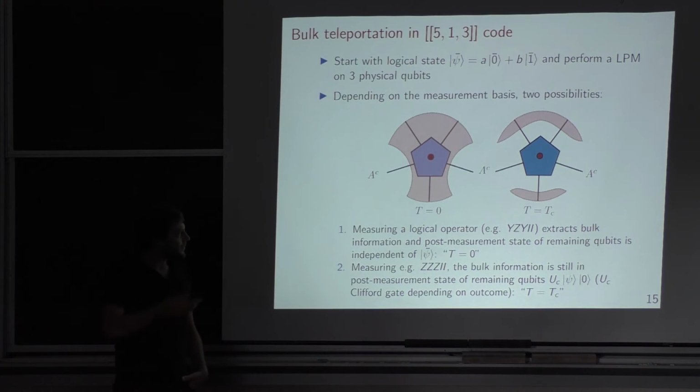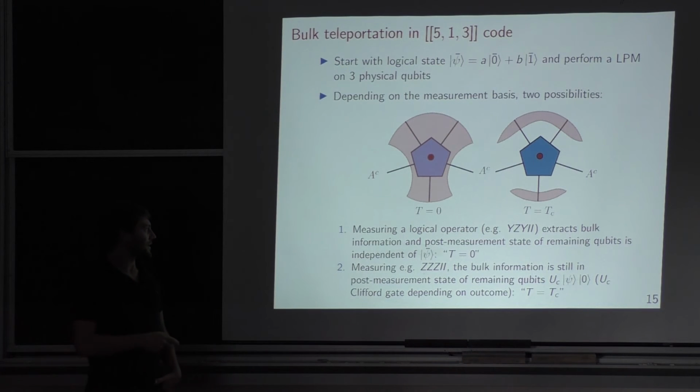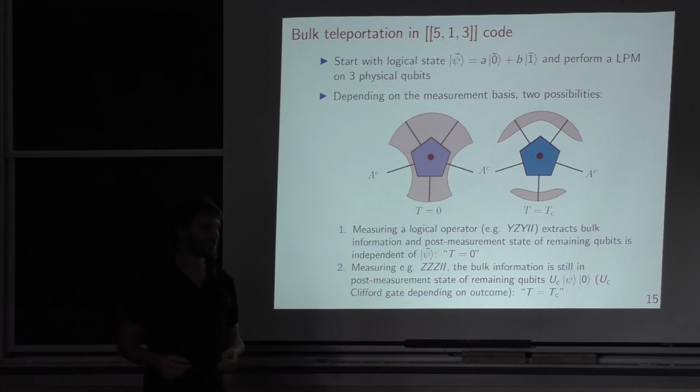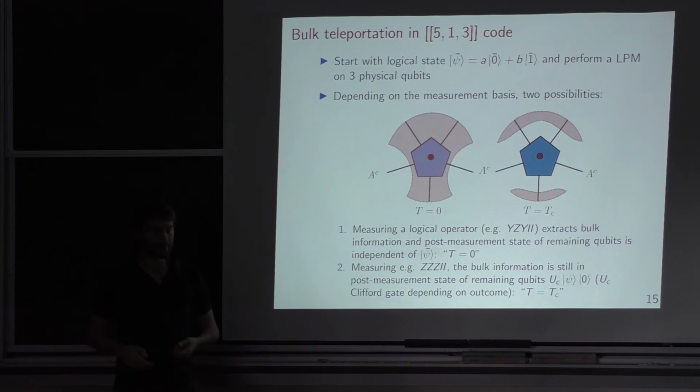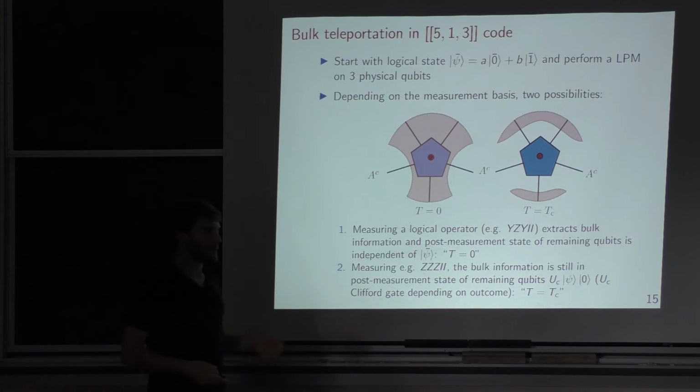Now, this is an example of bulk teleportation. I'm calling here tension 0 and critical. Of course, these are the only 2 possible tensions here, in the sense that either you teleport or you don't teleport the only bulk qubit that you have. Now, if we want to make something a little bit closer to holography, we can build a HEP code.